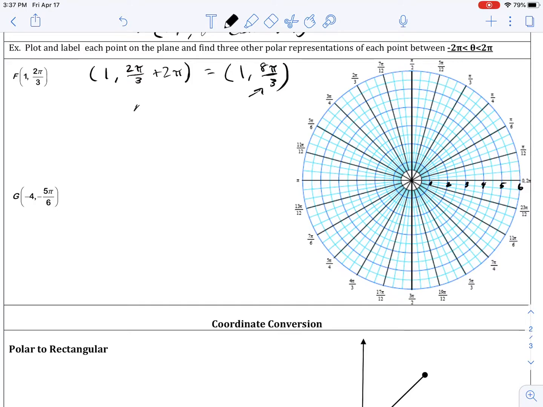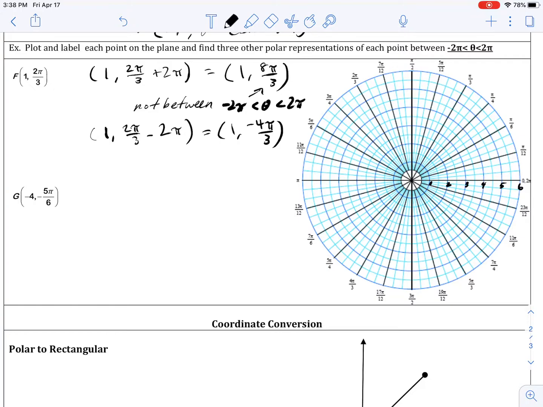This angle is not in the interval that was requested, so negative 2 pi, theta, and 2 pi. If I don't give you any type of interval, then you're fine. But let's just say for the sake of this problem, we want to practice working with angles that are specifically between negative 2 pi and 2 pi. So if we can't add 2 pi to our angle, our next logical option is to subtract. And that would give me the following: 1, negative 4 pi over 3. And that is definitely between negative 2 pi and 2 pi.